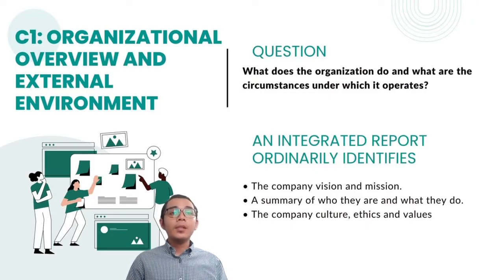The first content element is organizational overview and external environment. What does the organization do and what are the circumstances under which it operates? An integrated report ordinarily identifies the company's vision and mission, a summary of who they are and what they do, and the company culture, ethics and values.